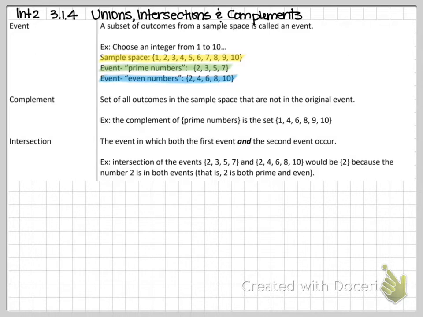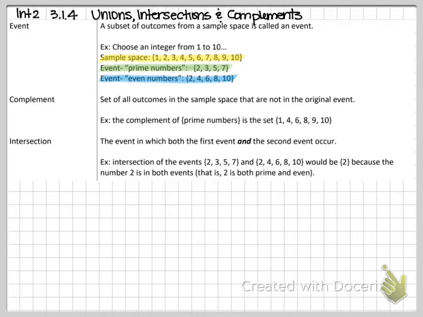And then moving down, we talk about a complement. For example, just like the tank top question, if we wanted to find the complement of the prime numbers, it's everything that isn't in the prime numbers list. So when we say complement of prime numbers, we're basically saying not prime numbers. So that's what our complement is.